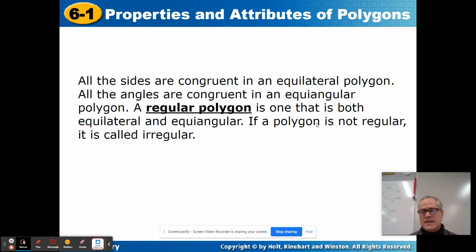All right. Next thing's key, and this is going to lead into our activity that we're going to be doing on Tuesday or Wednesday: what a regular polygon is. A regular polygon is one that's both equilateral and equiangular, which means all the sides have the same length and all the angles have the same measure. If it's not regular, it's called irregular.